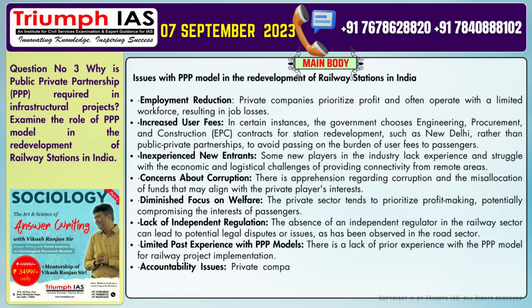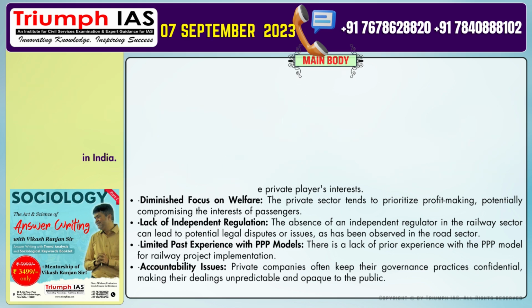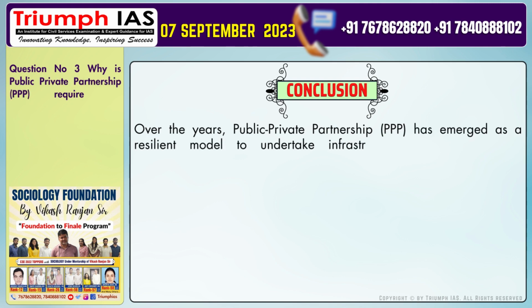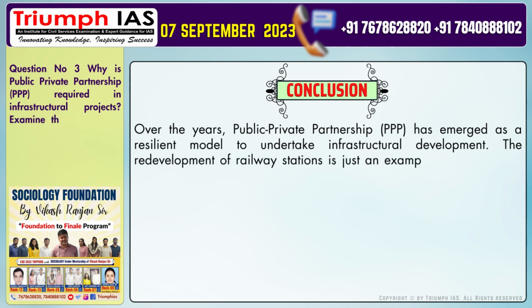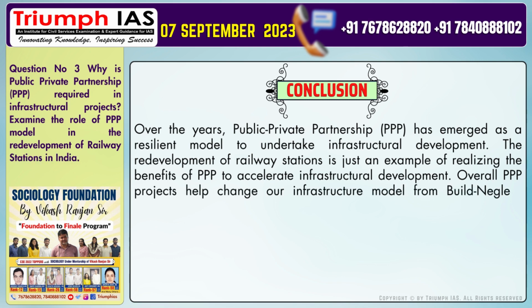Number 8. Accountability issues. Private companies often keep their governance practices confidential, making their dealings unpredictable and opaque to the public. Conclusion of the answer is: over the years, public-private partnership (PPP) has emerged as a resilient model to undertake infrastructural development. The redevelopment of railway stations is just an example of realizing the benefits of PPP to accelerate infrastructural development. Overall, PPP projects help change our infrastructure model from build neglect rebuild to build nurture repair.